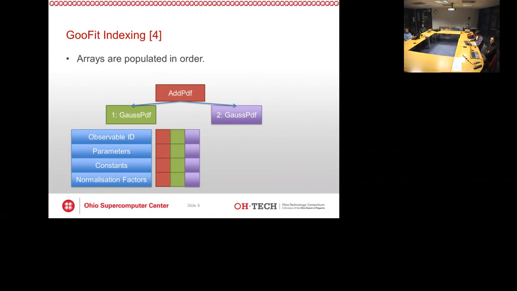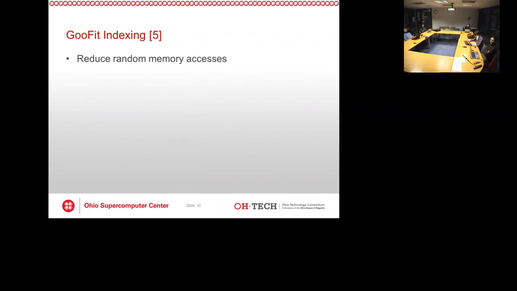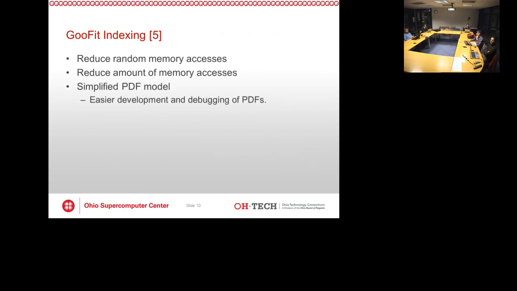The way this is going to lay out in memory is that you have your red add PDF. You're going to populate all of your observables that you're going to use in this little red box, and then you have your green box and your purple box. And you're going to do that for the parameters, the constants, the normalization factors. The goal with this is to reduce the amount of random memory accesses and also to reduce the amount of memory accesses. In addition to this, it makes it a lot easier to develop. You have a pretty straightforward model. You don't have to track indices around.